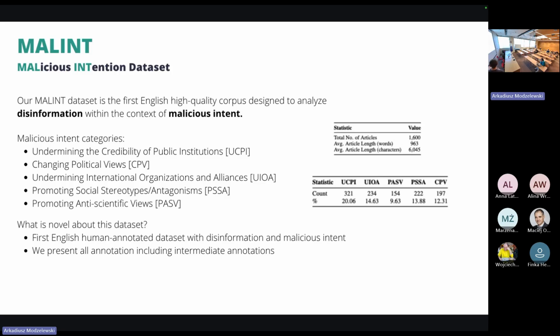Here you can see the different categories we have, and what's novel about this dataset is that while doing annotations, we saved all the different annotations from all stages. So we do not only publish the dataset with the final labels, but also with all independent labels given by annotators at any stage of annotation. So we also give the NLP community the possibility to explore the annotation process in disinformation.